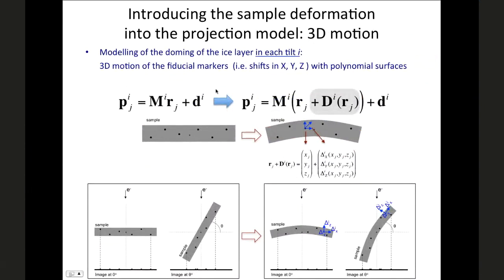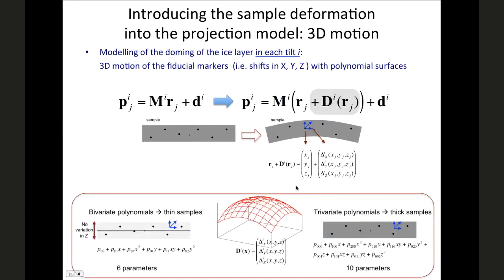To introduce the sample deformation in the tilt series alignment, we extended the standard projection model by introducing this term. These terms are three polynomials that represent the motion undergone by the sample at any point in the three directions, x, y, and z. And we have three of these polynomials per tilt, taking into account that the deformation may be different from one tilt to the other.